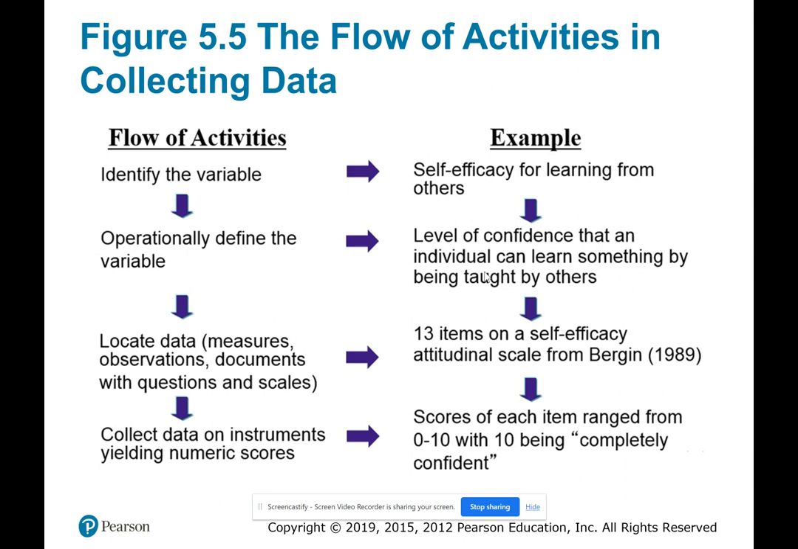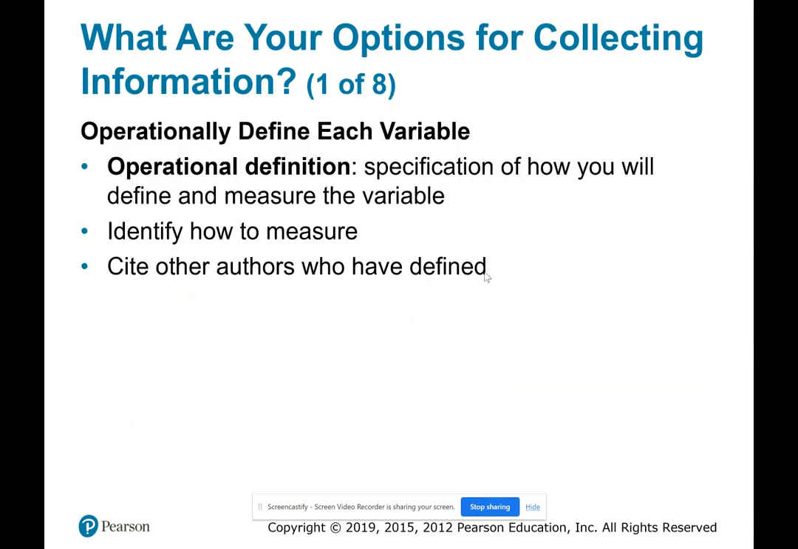Here's a flow diagram divided into two parts, one showing the flow of activities and the other showing examples. The flow diagram is as follows. Identify the variable, and an example of that would be self-efficacy for learning from others. Then operationally define the variable, and then you can read the examples. Then locate the data: measures, observations, and documents with questions and scales, with the example, and then collect data on the instruments yielding numeric scores.